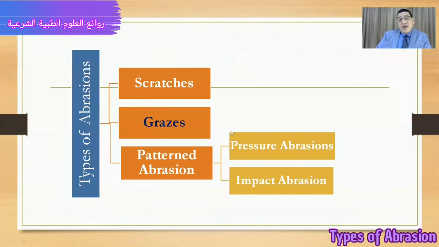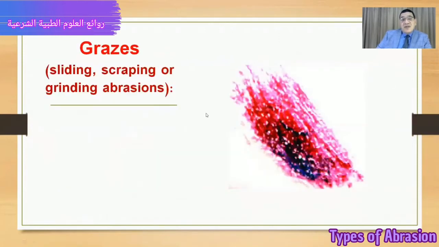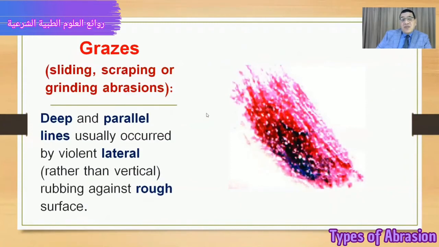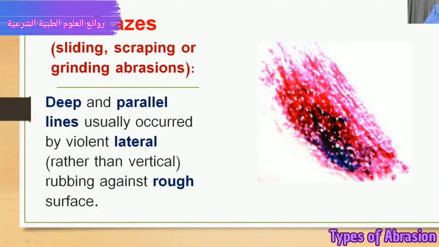The second type of abrasion is called grazes, also called sliding or scraping or grinding abrasion. What is the sliding or graze? It's deep and parallel lines, usually occurring by violent lateral rubbing against a rough surface. So as you see, there are parallel lines. This occurs also by lateral movement on the skin.